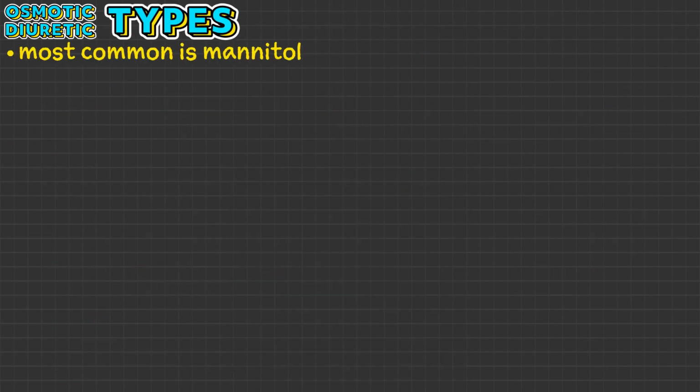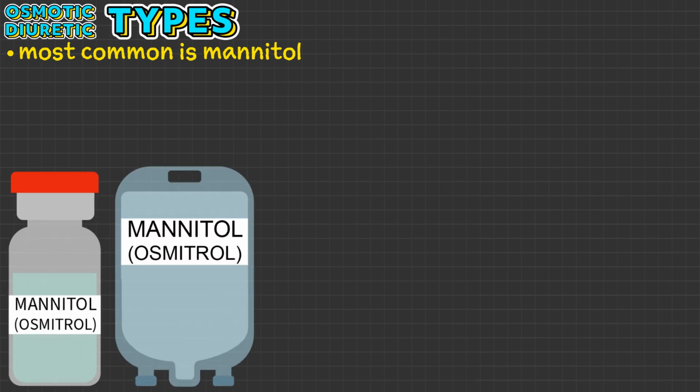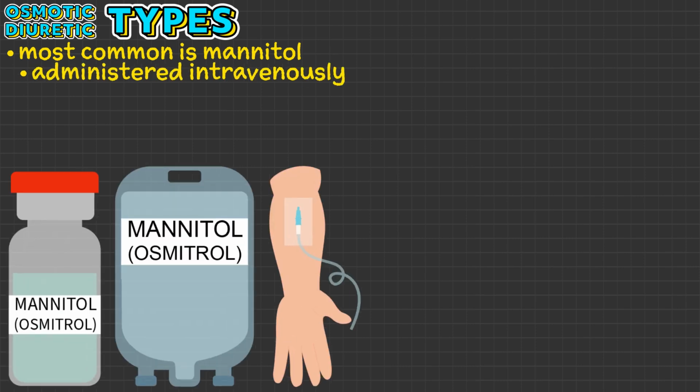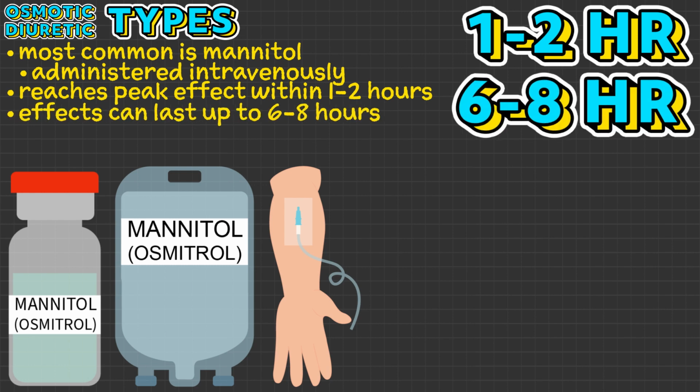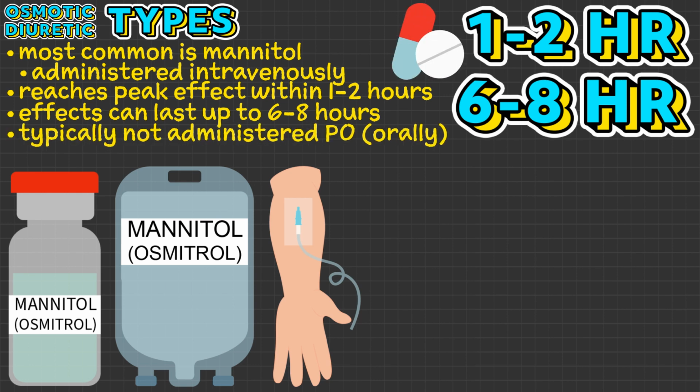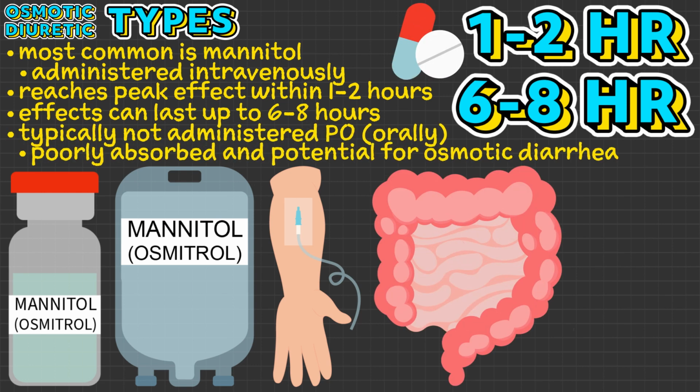The most commonly used osmotic diuretic is mannitol, and it is administered intravenously. It reaches its peak effect within the first or second hour, and effects can last up to 6 to 8 hours. Osmotic diuretics are typically not administered orally due to poor absorption and the potential for osmotic diarrhea.